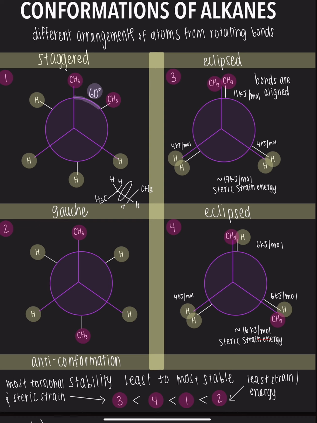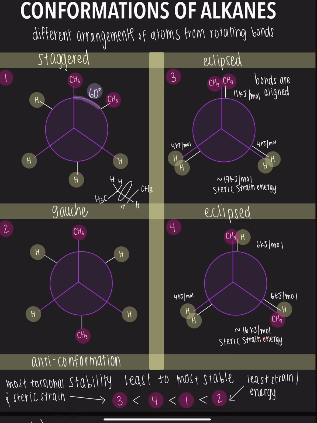This one is also eclipsed, but it's a little less energy, and you're going to ask why. Well, this one is a CH3 and a hydrogen, while these are 2 methyl groups. The bigger your R group, and if you put 2 big R groups together, you're going to have more steric strain. If you have a methyl group and a hydrogen, or an ethyl group and a hydrogen, that is better than putting an ethyl and a methyl, or an ethyl and another ethyl.